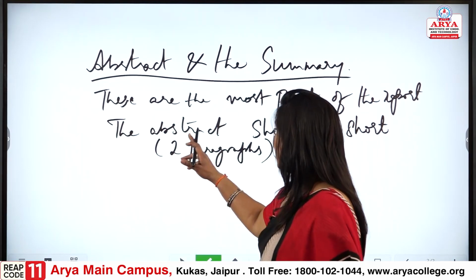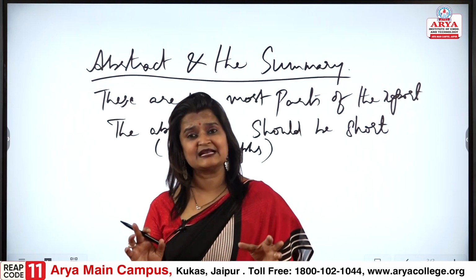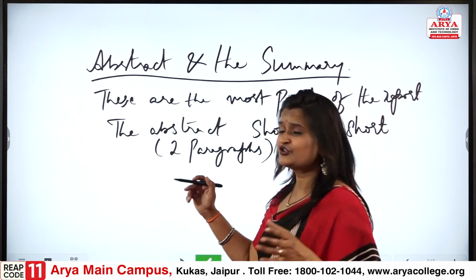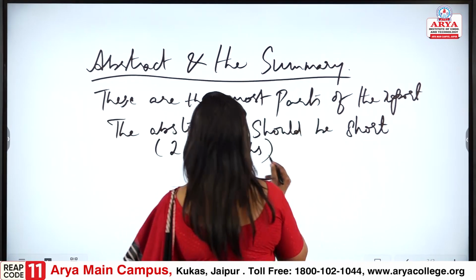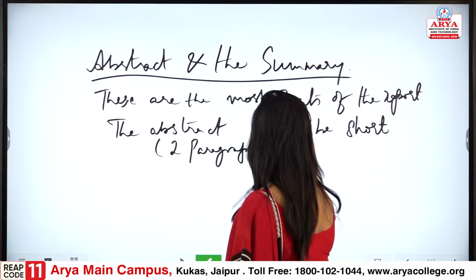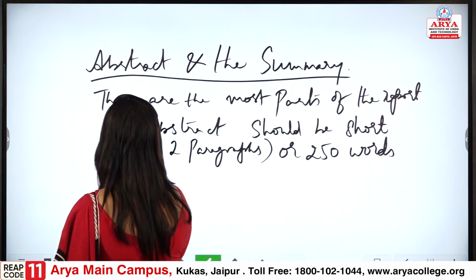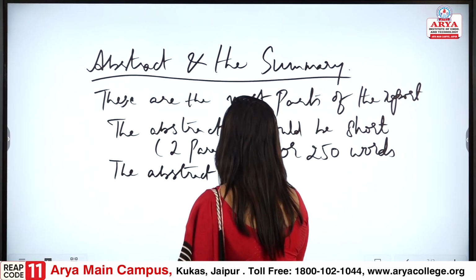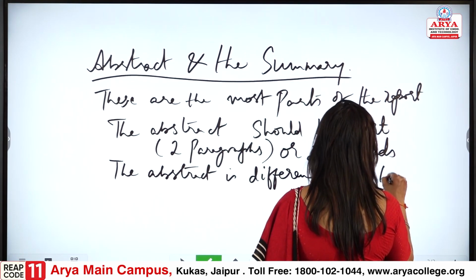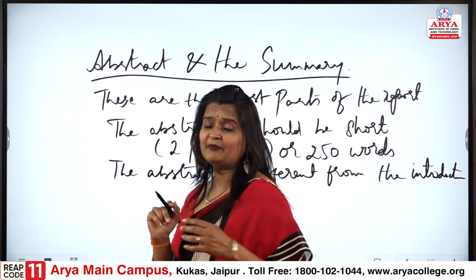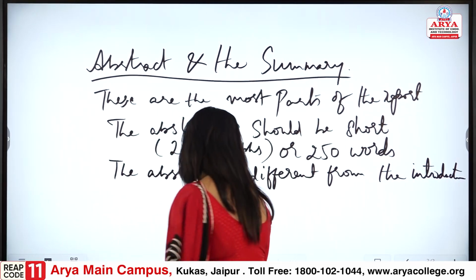So again, the abstract should be short, simple, and well understood. It should be two paragraphs max, or about 250 words. And again, the abstract is different from the introduction. It is a summary of the report.